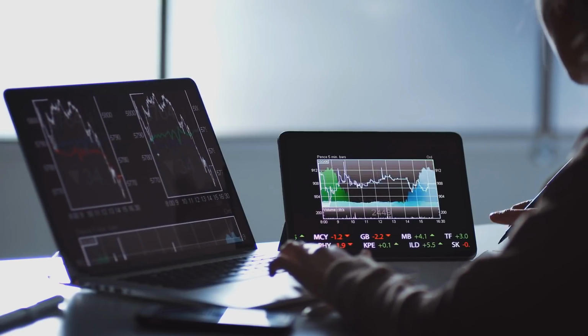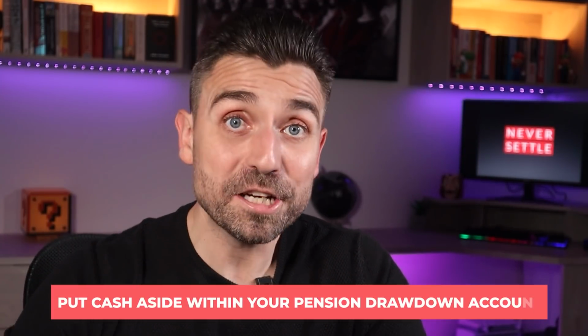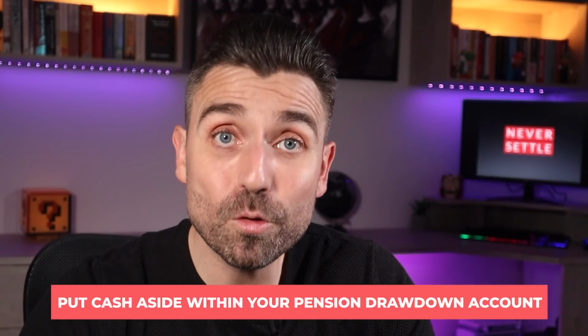Even if the first portfolio rebounded strongly after that poor start, the fact that you've sold shares while the values have been falling means that you've had to sell more shares in order to get the income amount that you want. And you've then got fewer shares to be able to benefit from any rebound. One way of reducing that sequence of returns risk is to put cash aside within your pension drawdown account. I talked about this in my last video, so I'll give a little recap here.